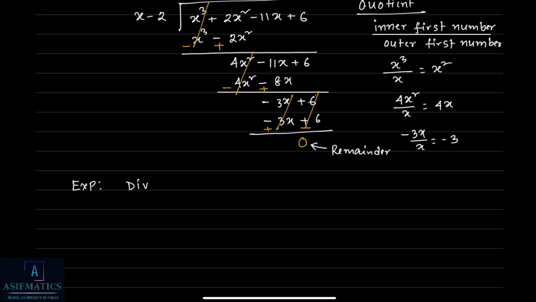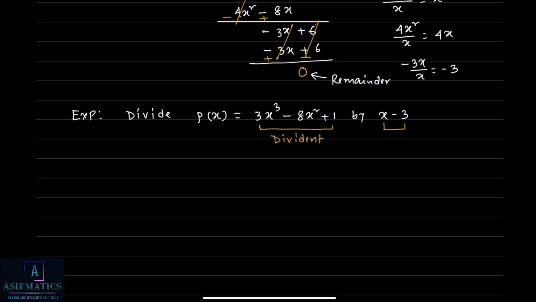Divide p(x) equals 3x cube minus 8x square plus 1 by x minus 3. Now we know that we have the dividend here, that is our polynomial. And we have the divisor, which is x minus 3. So the dividend will go inside.